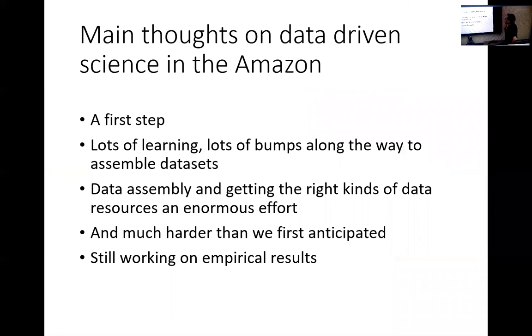My main thought on this data-driven science of the Amazon is that what we've done so far is really a first step. There were lots of bumps, lots of learning, lots of challenges in assembling these data sets. Getting these data and producing data at scale for the kinds of questions we went after was an enormous effort and much harder than we first thought. I don't know if that's similar for other big-scale projects, but certainly for us, I learned a lot, and we're still working on getting this material out.